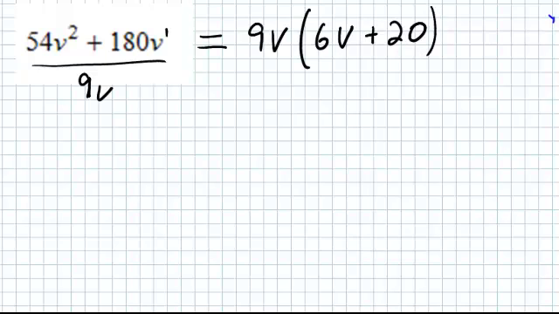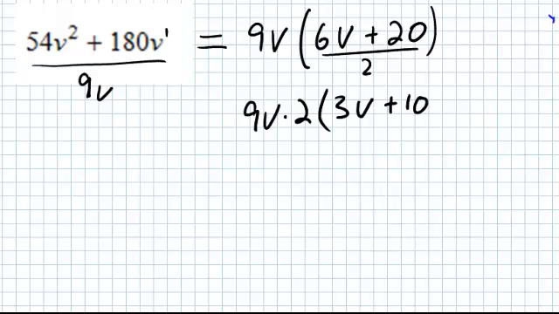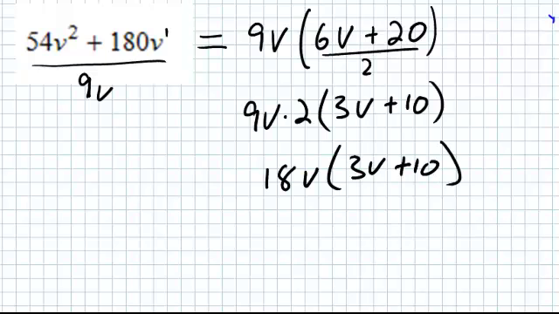Oh, notice they're both even on the inside as well, 6 and 20, so I can pull out a 2. So 9v times 2, and I divide by 2. 6 divided by 2 is 3, so it's 3v. 20 divided by 2 is 10. 9 times 2 is 18. V times 3v plus 10. And again, I like to draw my parentheses at the end so I can see clearly I have 2 things multiplied by each other, so therefore it's factored: 18v and the quantity 3v plus 10.